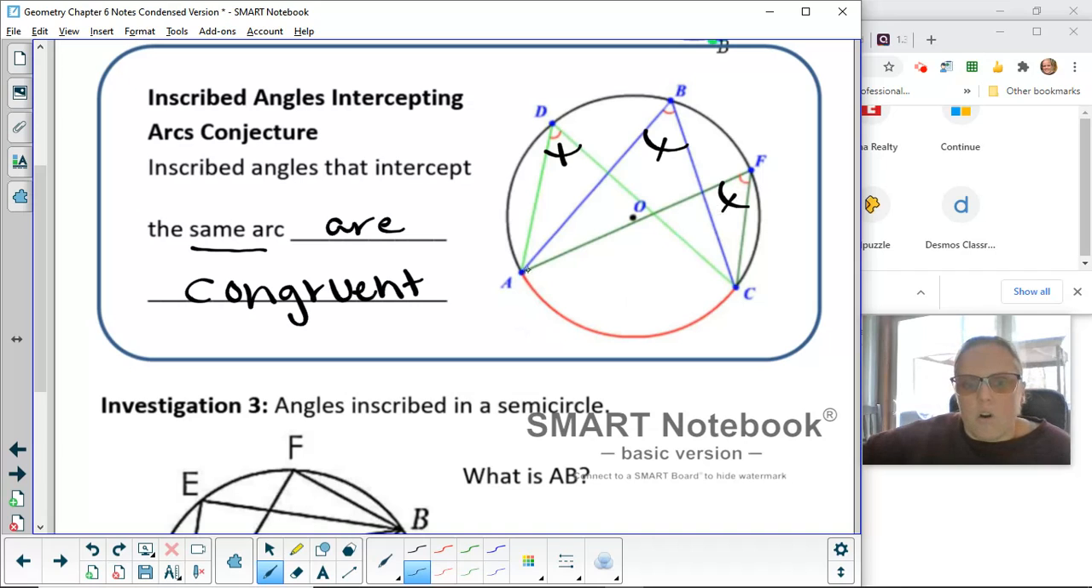That's because they all connect to this intercepted arc here. They're all inscribed angles. All the vertices are touching the edge of the circle, and they all connect to that same arc measurement.